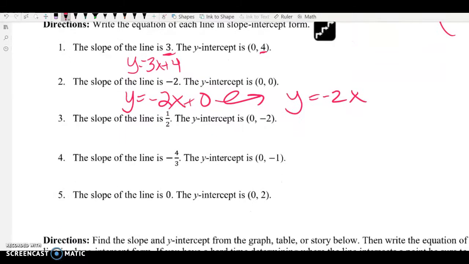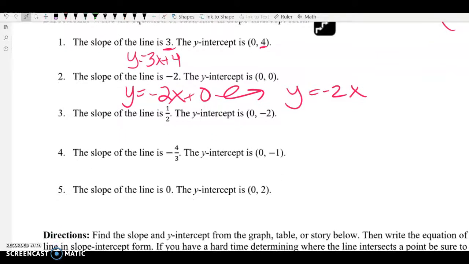This next one says the slope of a line is 1/2. The y-intercept is negative 2. Well, my slope is 1/2, so we get y equals 1/2 x. Y-intercept, the freebie, is negative 2. The slope of the line is negative 4/3, and the y-intercept is negative 1. So I get y equals negative 4/3 x minus 1.